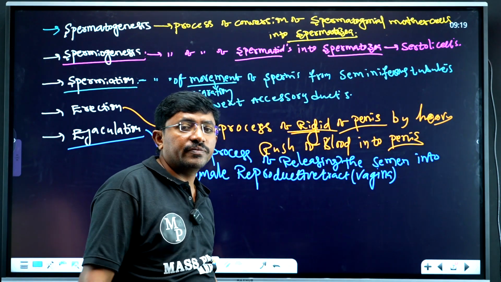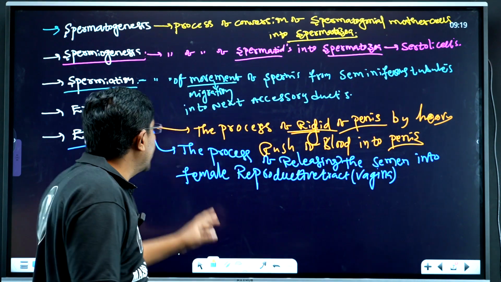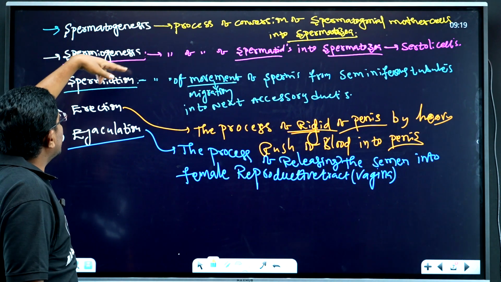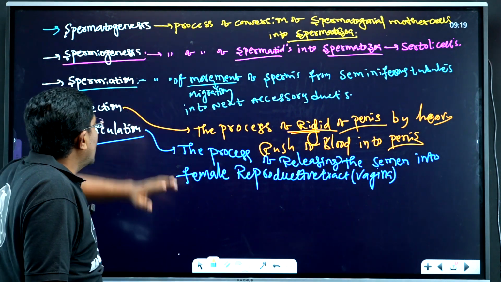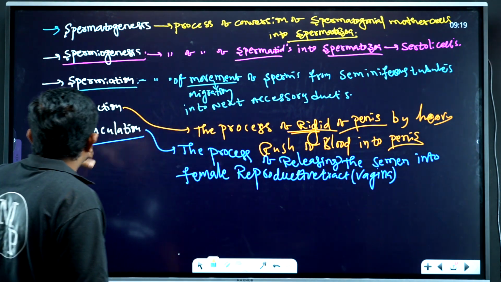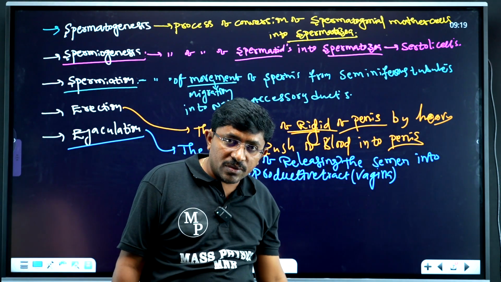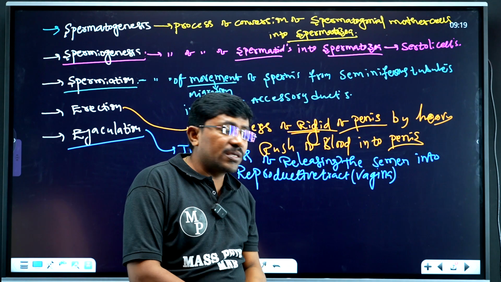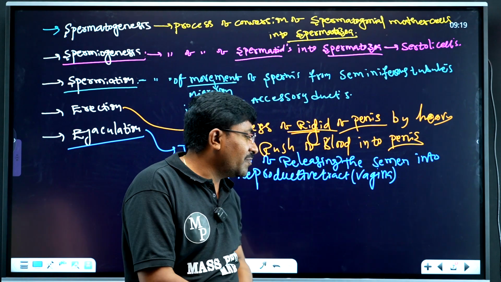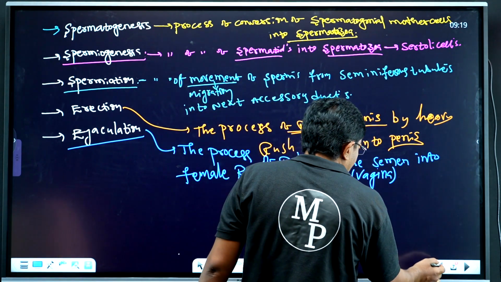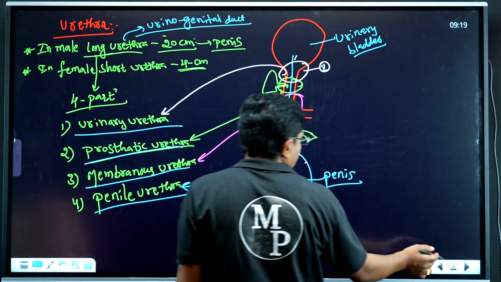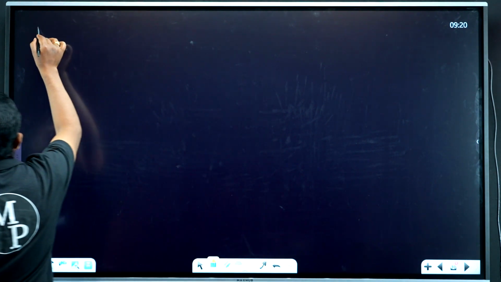Very important words, very important meanings these are: spermatogenesis, spermiogenesis, spermiation, erection, and ejaculation. After that we will continue the complete male reproductive system. Up to here we discussed only the structural information. Next, we will discuss the function, that is, the spermatogenesis process.